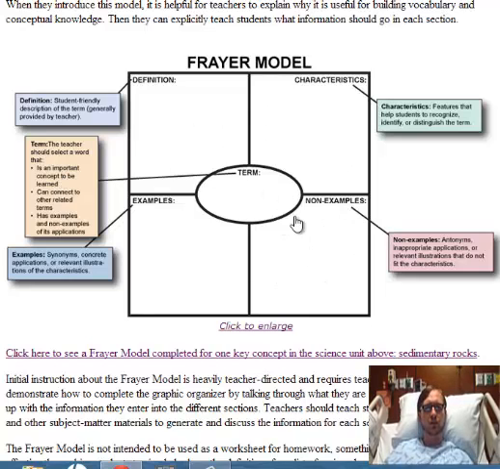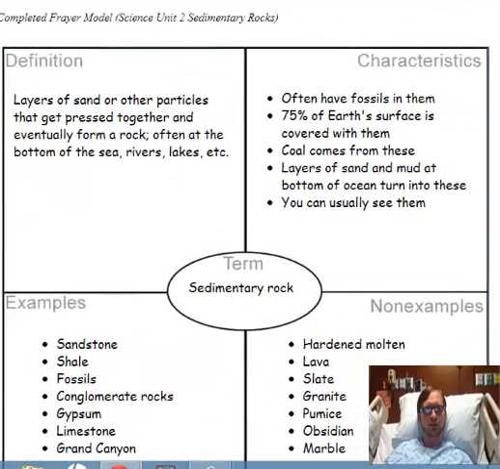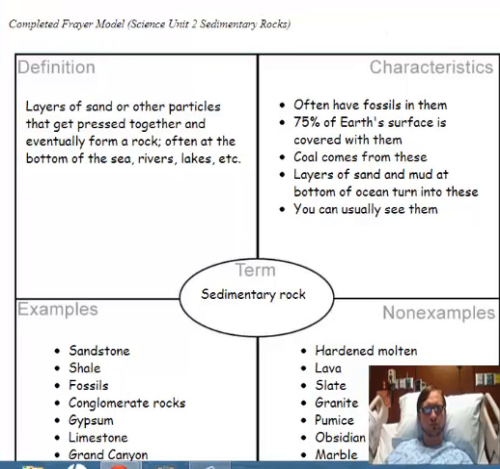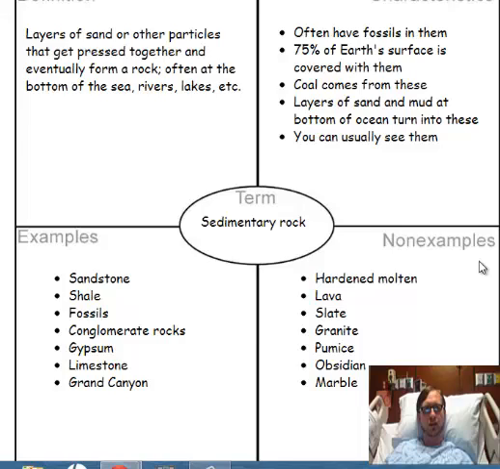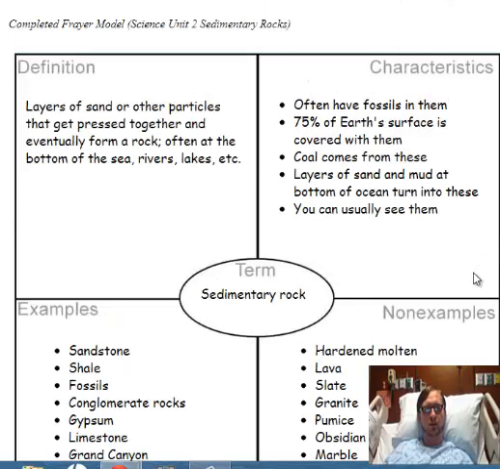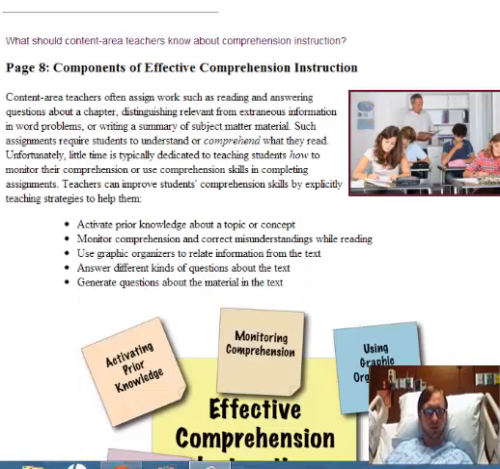The Frayer model here is one example of a graphic organizer that will work sometimes. Having your term in the middle, definition, characteristics, examples, and non-examples. We'll have a completed one here as well, so that whenever we look at it, we can see how something like this would help not only through brainstorming, but laying it out would increase some of the retention level just by the act of creation.